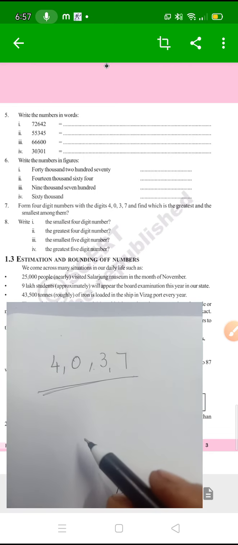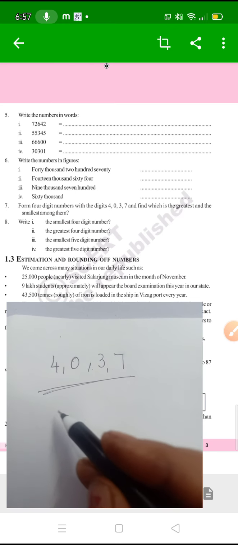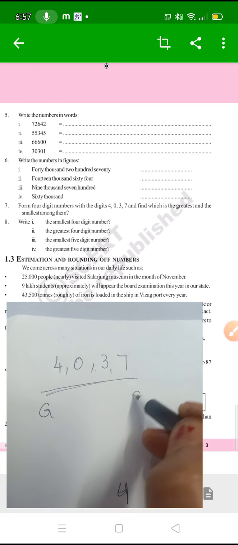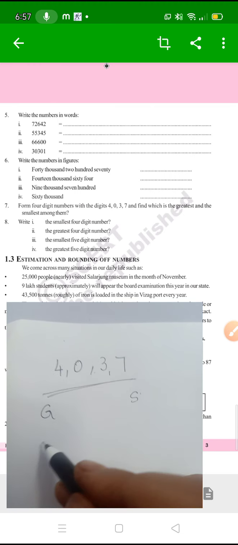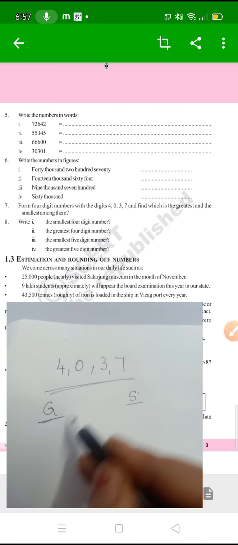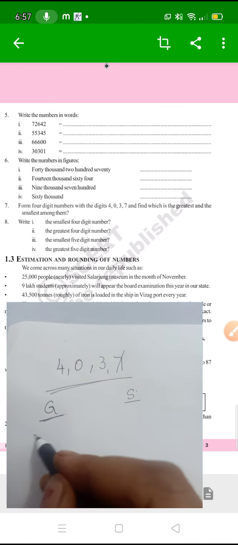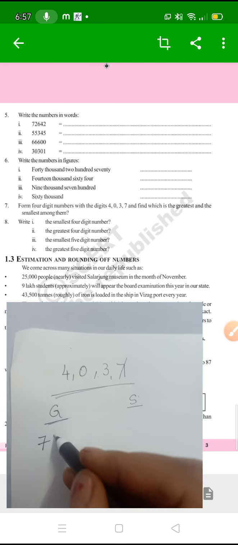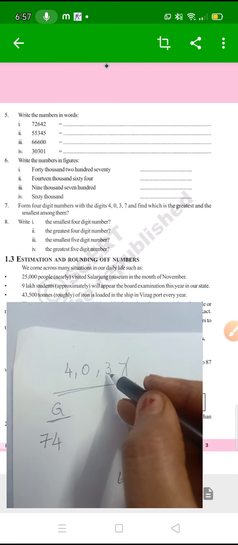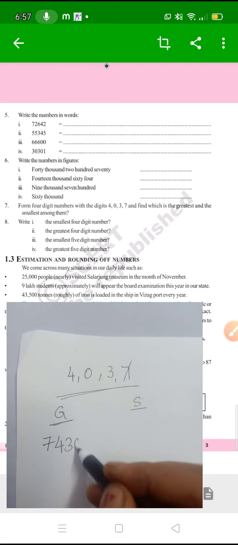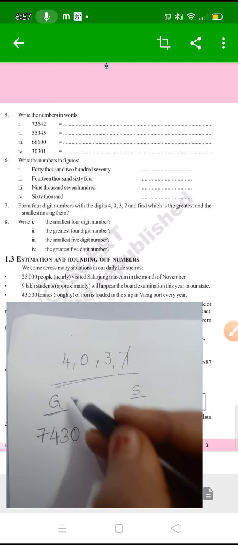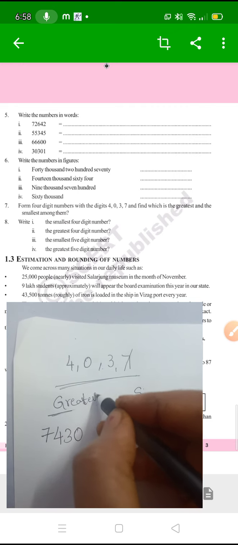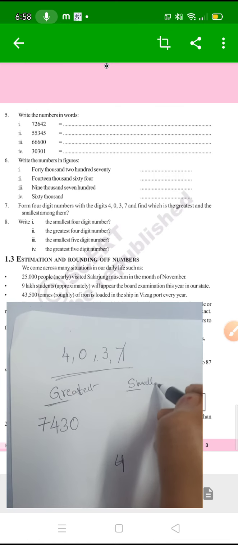How do you find the greatest number? First write down the greatest number and the smallest number. Greatest means the first digit must be more, so you can write 7. After 7, which number is more? 4 is the bigger number. After 4, which one is bigger? 3. So after that, 0. This is the greatest number.